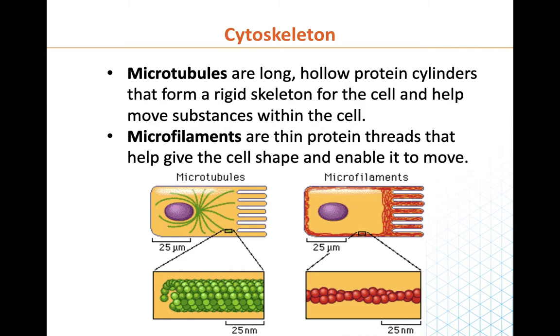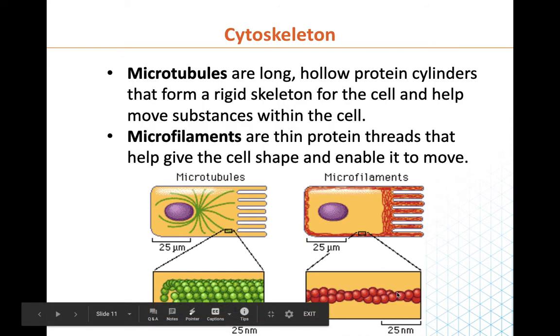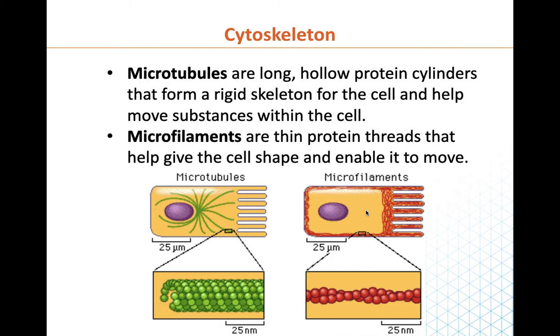They also help to form different structures that we're going to be talking a little more about tomorrow. Microfilaments are thinner strands of proteins. You can see here that they're obviously smaller than microtubules, and they basically help to give the cell extra structure and extra support, and they are also vital to the cell, right?